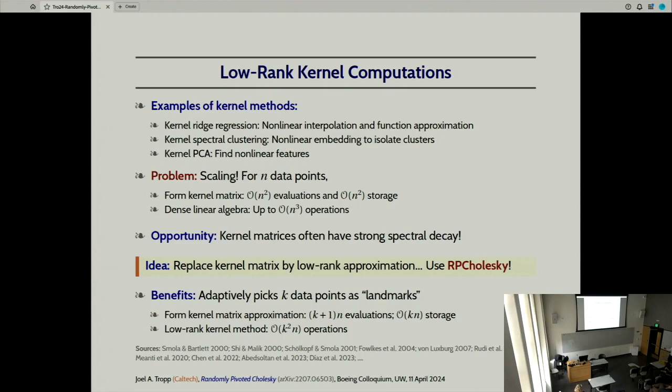All right, so how might you do that? Well, you could use this algorithm I just showed you, Cholesky's method with random pivoting, which adaptively picks k data points as landmarks and uses those landmarks to approximate the entire kernel matrix. This is great because you only need to look at k columns of that matrix plus the diagonal, so it's cheap. You don't need to compute all of those similarities between all the data points. You don't need to store the whole matrix. You only need to store the columns you picked out.